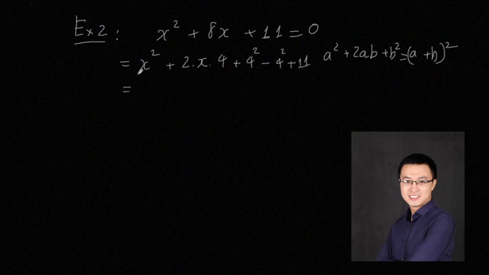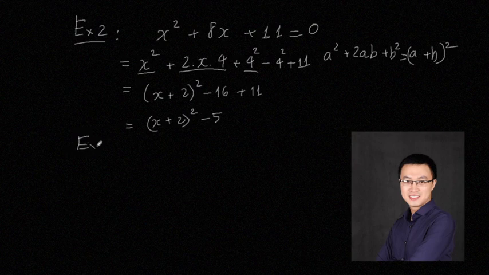The first three terms, a squared, 2ab, and b squared, will be combined into (a plus b) squared. It means (x plus 4) squared. Outside you have minus 16 and plus 11. And you can write it out like this. So this is example 2.